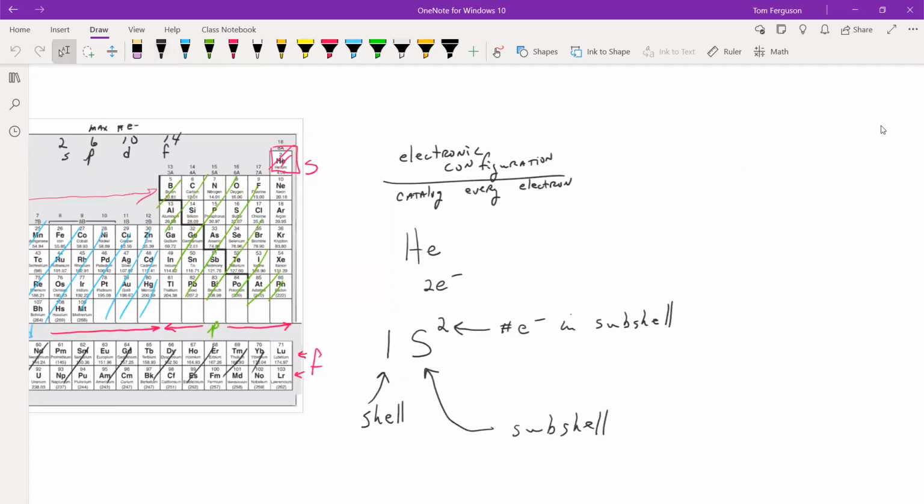Along with that, you're going to have an orbital diagram with those electrons in there. So we have 2 electrons for helium. We represent it by these one-sided arrows.